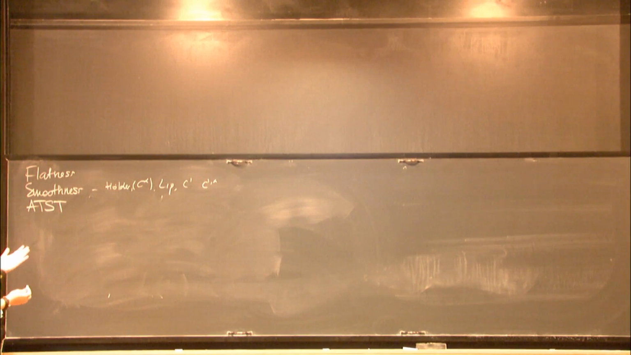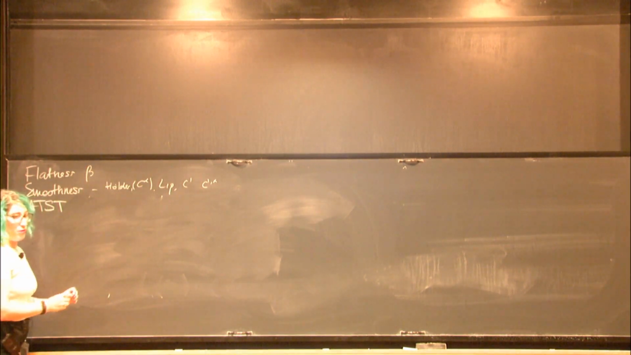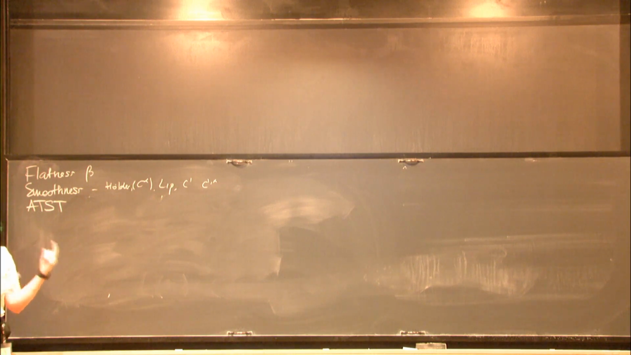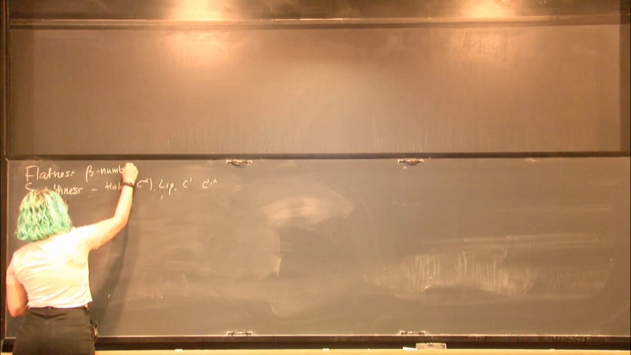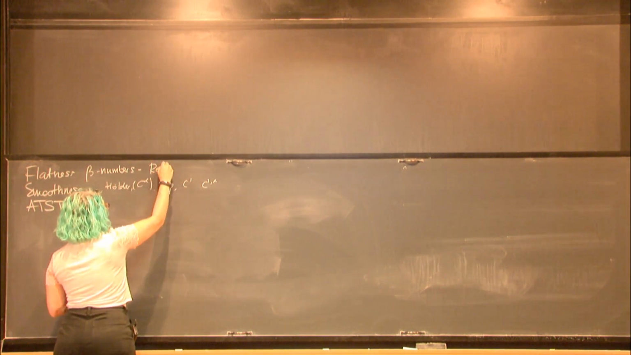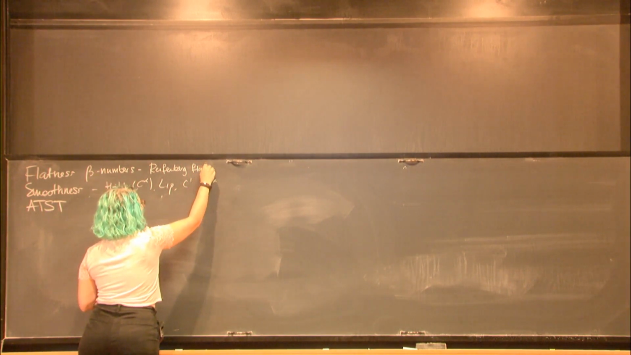And for flatness, I mean mostly two concepts, which I'm going to try to explain to you. So these are beta numbers, which are not Betti numbers, what the last talk was all about. So it's beta numbers, and something called Reifenberg flatness. We'll get into that later.